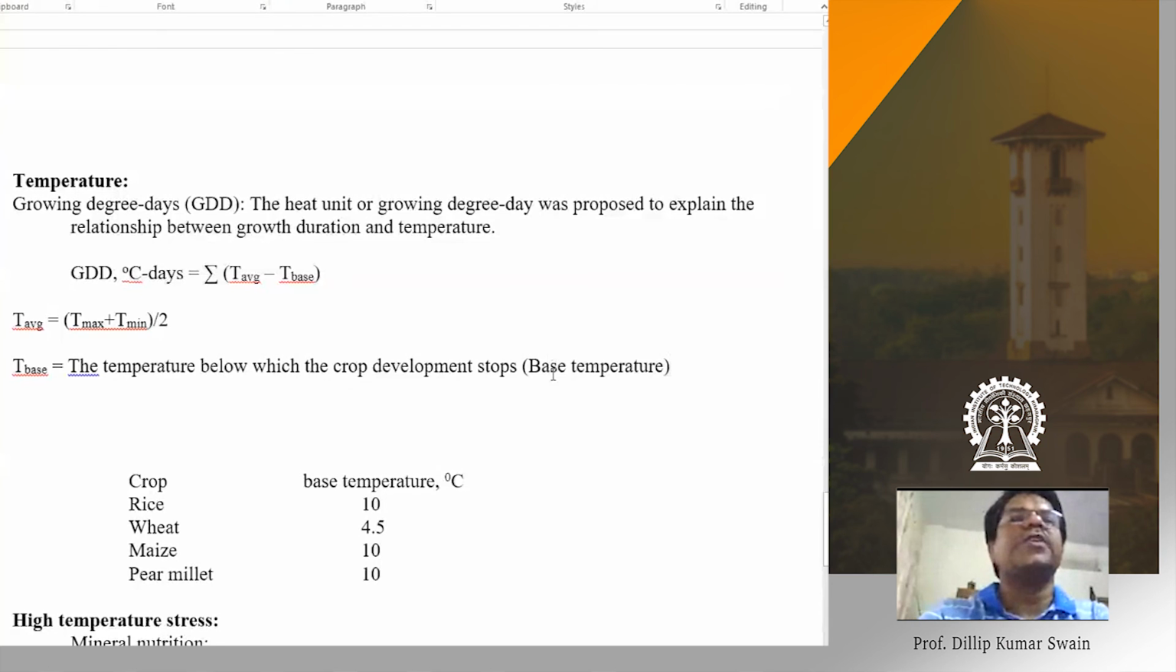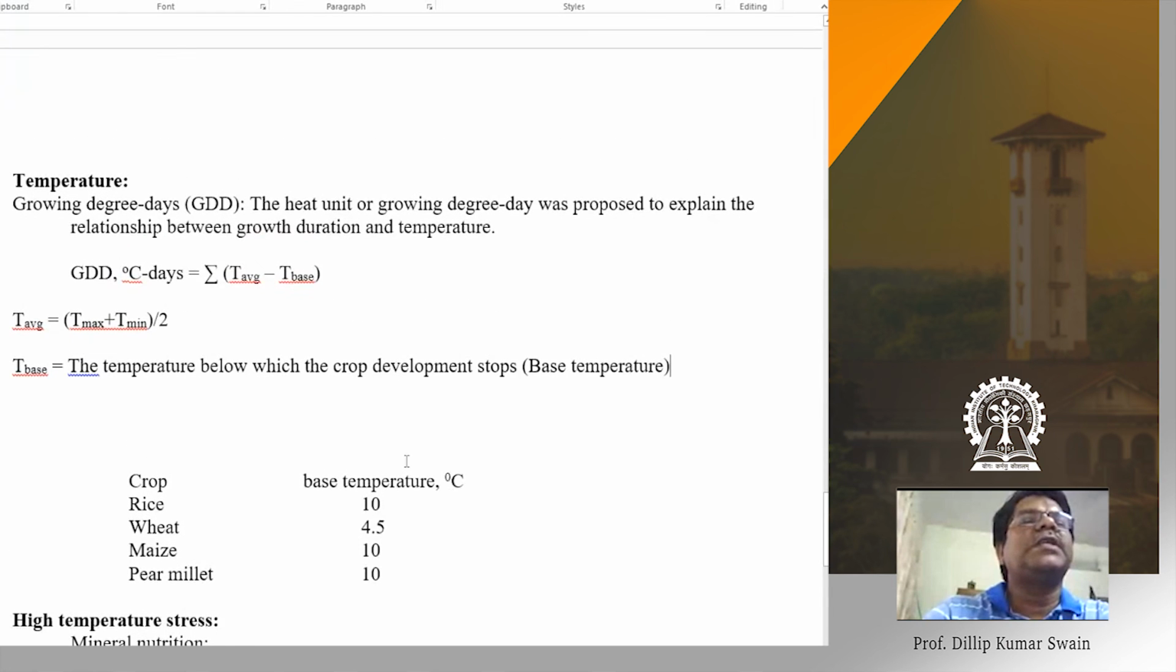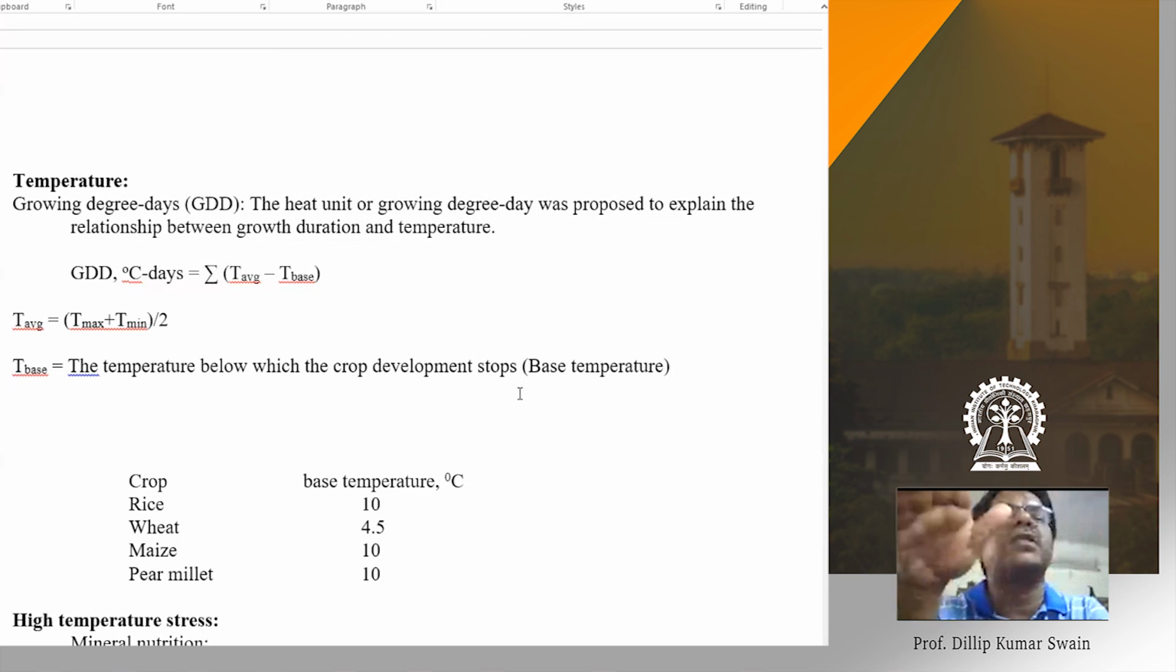This is crop specific. Different crops have different base temperatures. Suppose rice has 10, wheat 4.5, maize 10, and pearl millet 10. If the temperature remains below this base temperature, most of the processes stop and the crop may remain in that stage for a longer period. If you are growing a rice crop in the winter season, the crop remains in that stage until the temperature comes above 10 degrees Celsius. When the temperature is below 10 degrees Celsius, there is no transition of growth stage from one stage to another. The crop continues to remain in that stage for a longer period, and the duration also increases if there is a very low temperature.